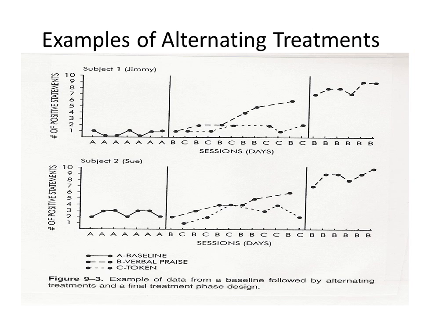In the case of this study, the teacher wanted to reinforce the results, so she ended with a final treatment phase. In this case, the B phase, or the verbal praise treatment, is extended for several more sessions. And as we can see from the line, the verbal praise continued to increase the number of positive things students said to each other.